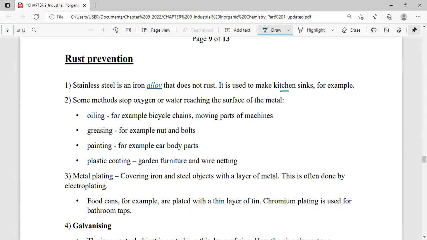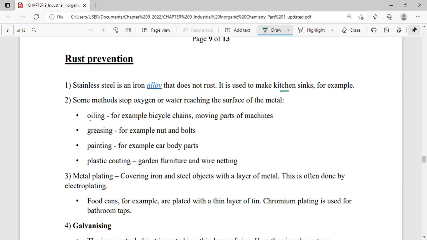Now, there are also other methods of rust prevention. In this method, what happens is the iron or steel is covered with another metal, or with some other substance. So this substance will prevent the air and water from coming in contact with the iron. So when there is no air and water, the iron object does not rust. So let us see what other substances or what things are used to cover the surface of the metal.